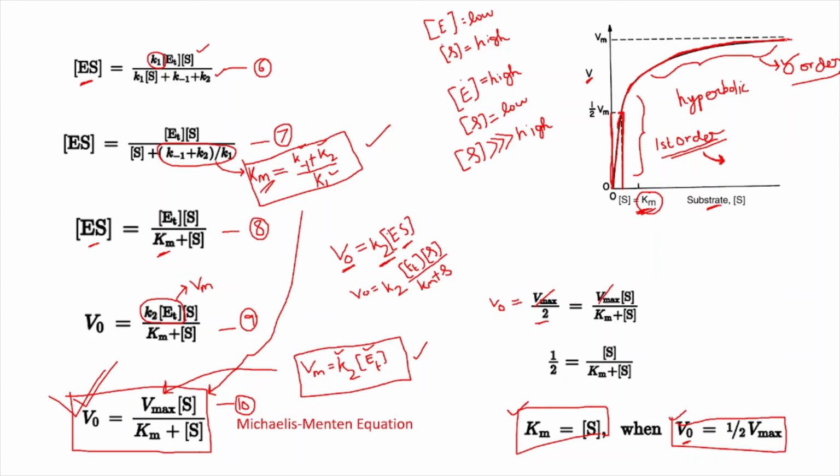So you have two stages in a Michaelis Menten graphical representation. In the initial stage you have first order reaction rate representation. In the second stage you have zero order reaction rate representation.